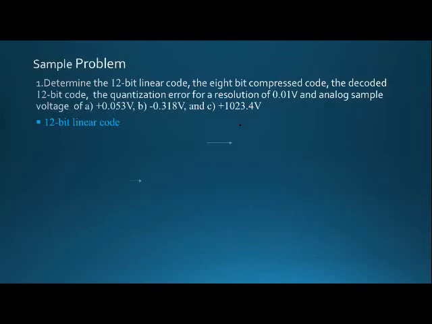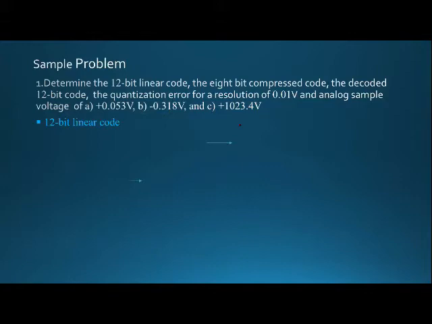So let's proceed to the sample problems presented in the Tomasi book. First problem: determine the 12-bit linear code, the 8-bit compressed code, the decoded 12-bit code, and the quantization error for a resolution of 0.01 volts and an analog sample voltage of, for example, 0.053 volts.